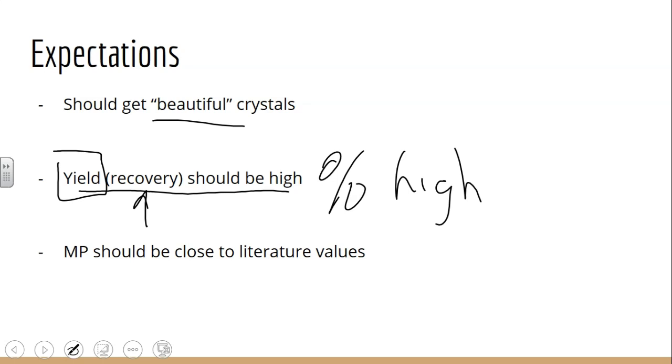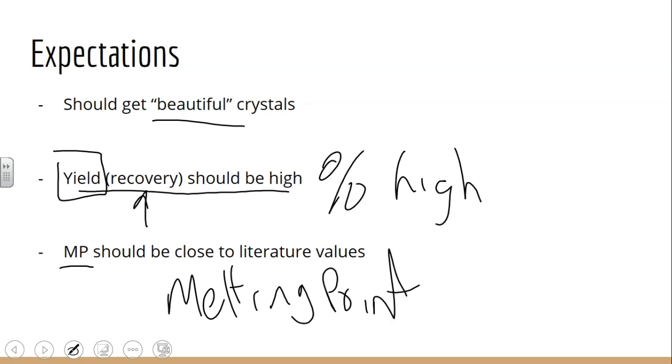There's lots of reasons. Okay, and the other thing is that when we test this, the melting point, MP stands for melting point, should be really close to the literature value. Because again, remember, we started with something that was relatively pure and we made it even more pure. So the melting point should be close to whatever value you're going to look up to compare this to. Okay, so that is recrystallization and what you should expect and how the process works.